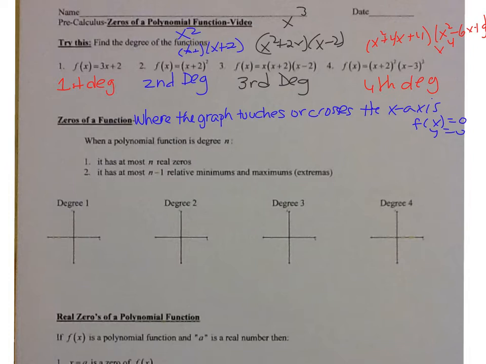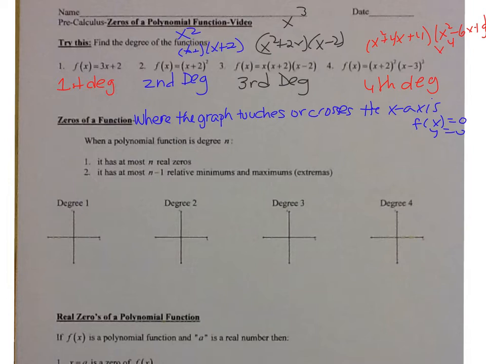All right, so then what we know is that when a polynomial function has a degree of n, it has at most n real zeros. So, for instance, let's take a look at number 3 here. It has a degree of 3, which means it will have at most 3 zeros. It might have 3, it could have just 2, but it'll have at most 3. It won't have 4. And it has at most n minus 1, so in this case 3 minus 1, which is 2, mins or maxes, which are called extremas.